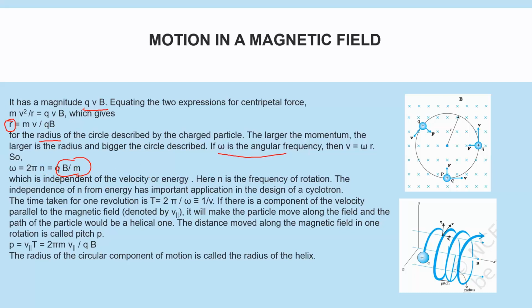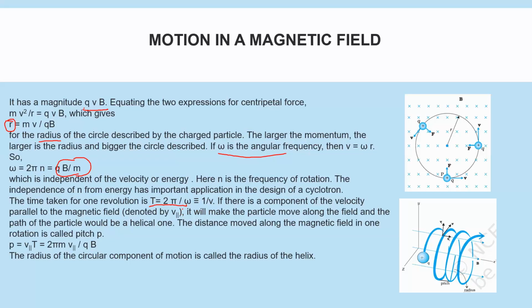Okay, so n over here is actually the frequency of the rotation. Now we are seeing that it's a circular path, so there would be some revolution that is followed by the charged particle. To understand the time of that revolution, we can use the formula T is equal to 2 pi by omega. So that equates to 1 by the velocity.